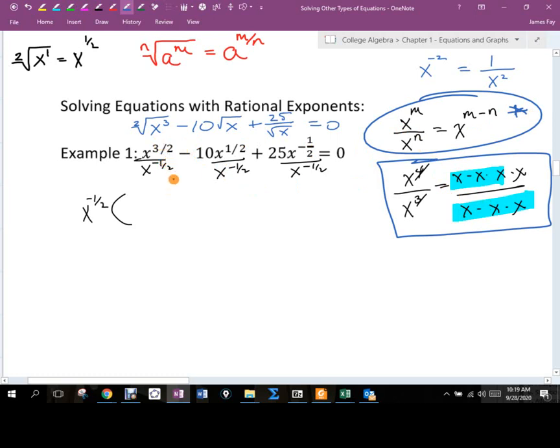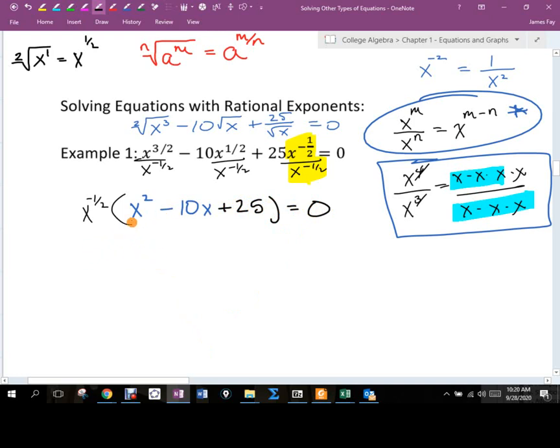So when I do that subtraction, I'm going to go 3/2 minus negative 1/2. What's 3/2 minus negative 1/2? 4/2, which reduces to 2. So we get x squared. It's going to be then minus 10, that's x to the 1/2 minus negative 1/2, so it'd be x to the 1st. And then here in this last one, we chose a good option for what we factored out, and that's a 1-to-1 cancellation, right? They're the same thing. So it leaves me with just plus 25 is equal to 0, right?